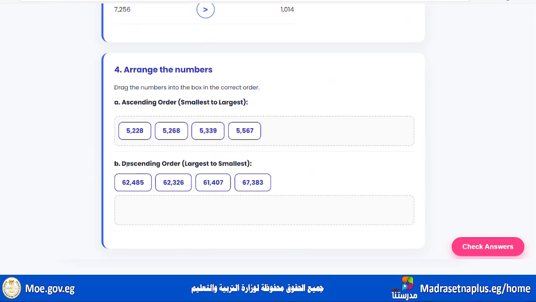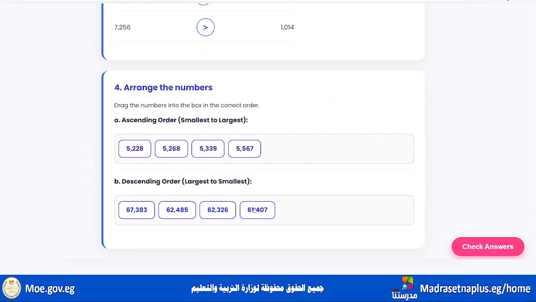From the largest, from the most to the least, descending order. From the greatest: 62,000, 62,000, 61,000, 67,000. This is the greatest. 62, 62. Look at 100, 400, 300. 400 is bigger. 300 is smaller. 61,000 is the smallest one. This is a simple quiz for your lessons.